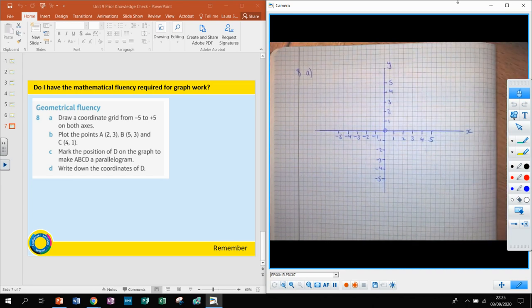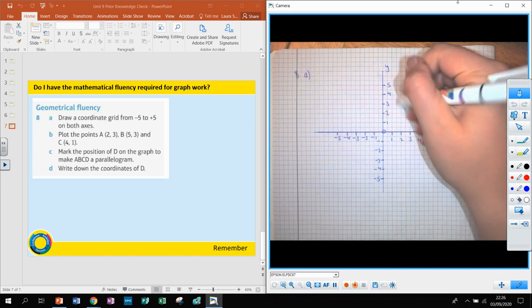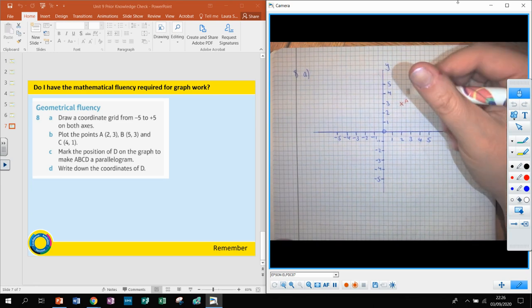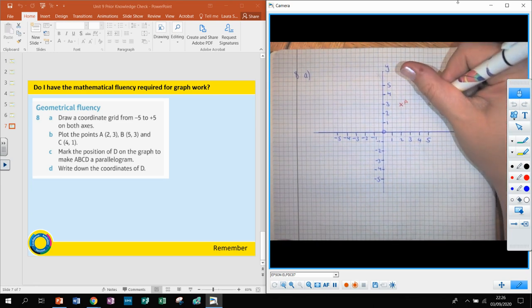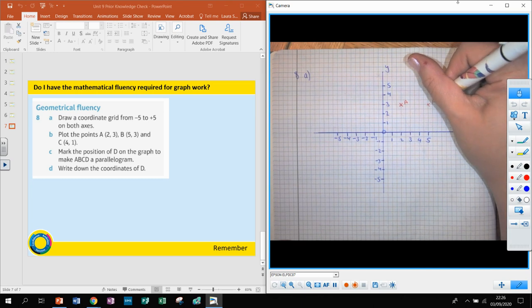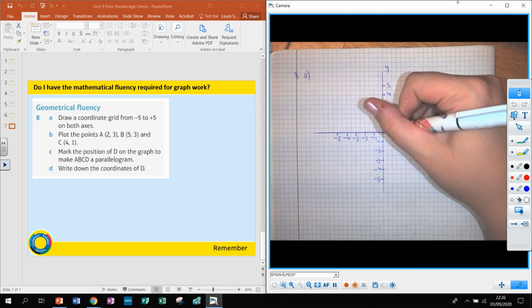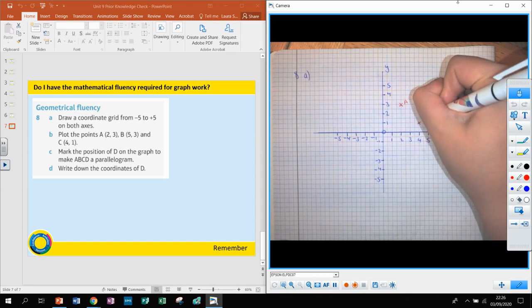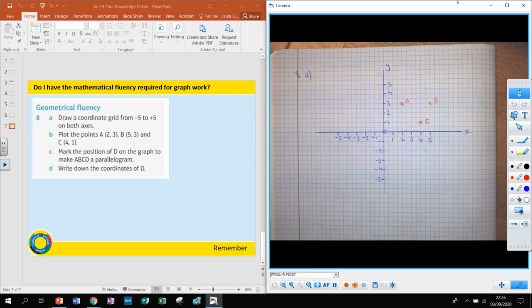Part B says to plot the points A, which is 2, 3, B, which is 5, 3, and C, which is 4, 1. So let's do those one at a time. Let's start with A. So 2 and up to 3. Okay, and then B is 5 and up to 3. And C is 4 and up to 1. Okay, so that was part B done.